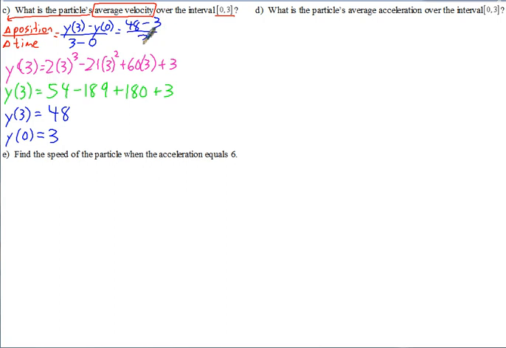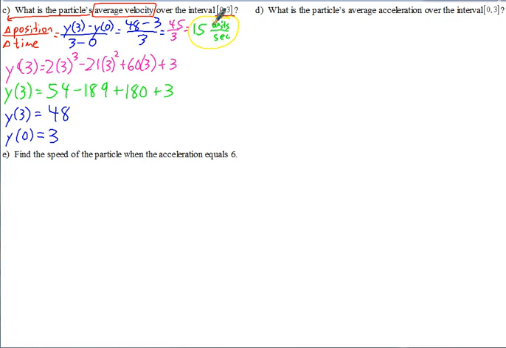So 45 over 3, that divides easily. It's 15. And look at the units. Units for position here are units. Units for time are seconds. So it's units per second. So that means on average, this is positive on interval 0 to 3. The particle is moving up the y-axis more than it was moving down the y-axis.